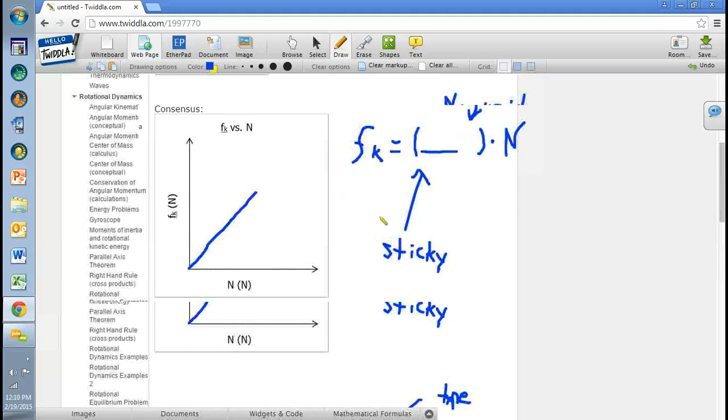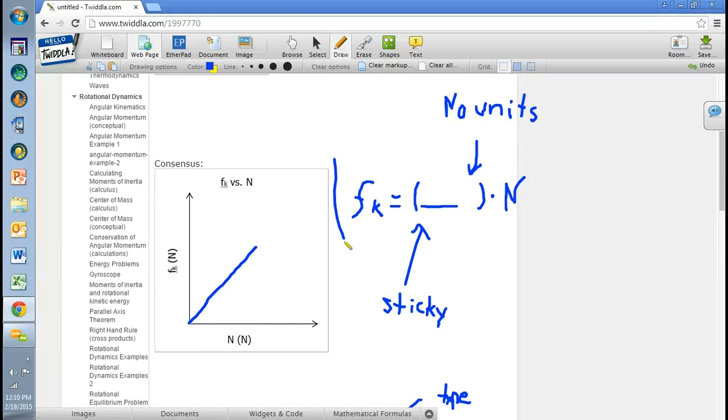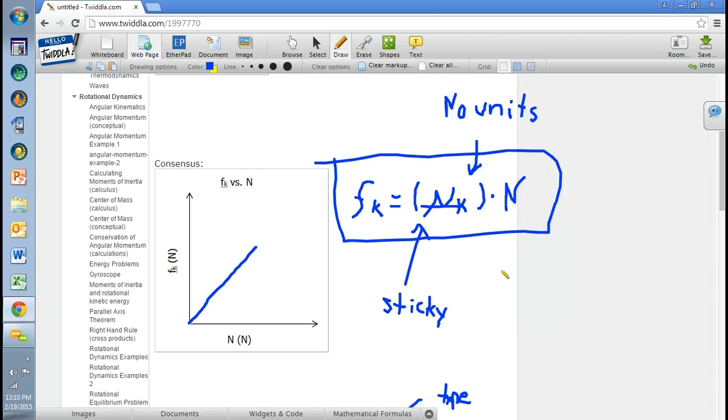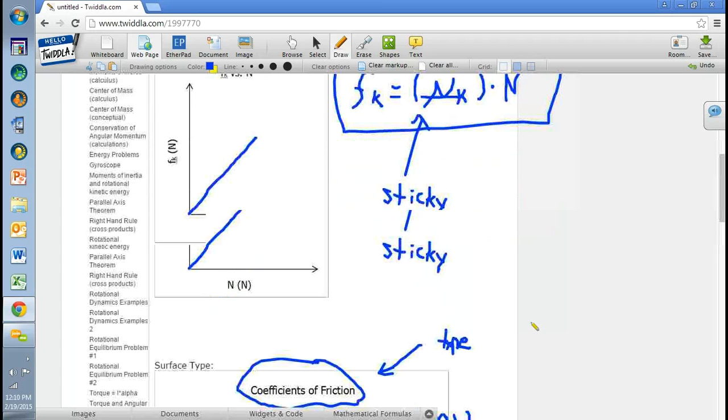So here is our consensus model. The only thing we need to add to this is a generic value, which I'm going to call mu k. And the k again is for kinetic friction. That's our consensus model. Okay. Any questions?